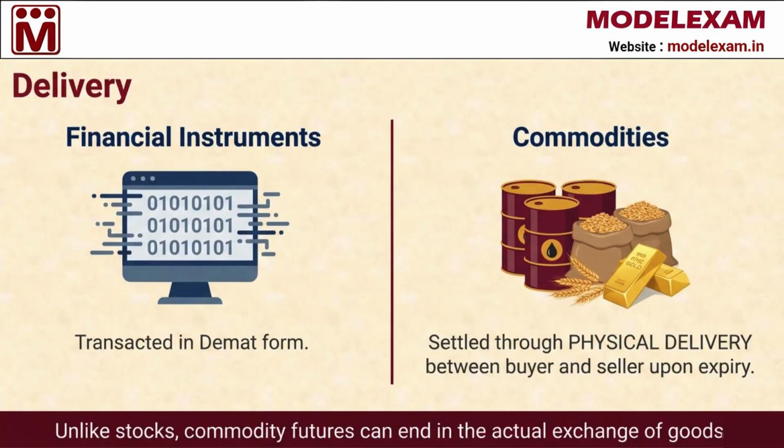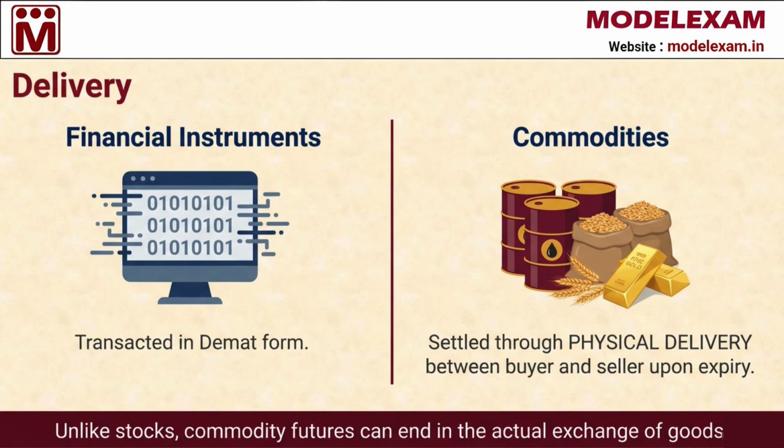Finally, we must understand the concept of delivery. This is the biggest difference between the stock market and the commodity market. Financial instruments like stocks are intangible. They are transacted in Demat form, meaning they are just digital entries that change hands. Commodities are different. While you can trade them digitally, the contracts are often deliverable.